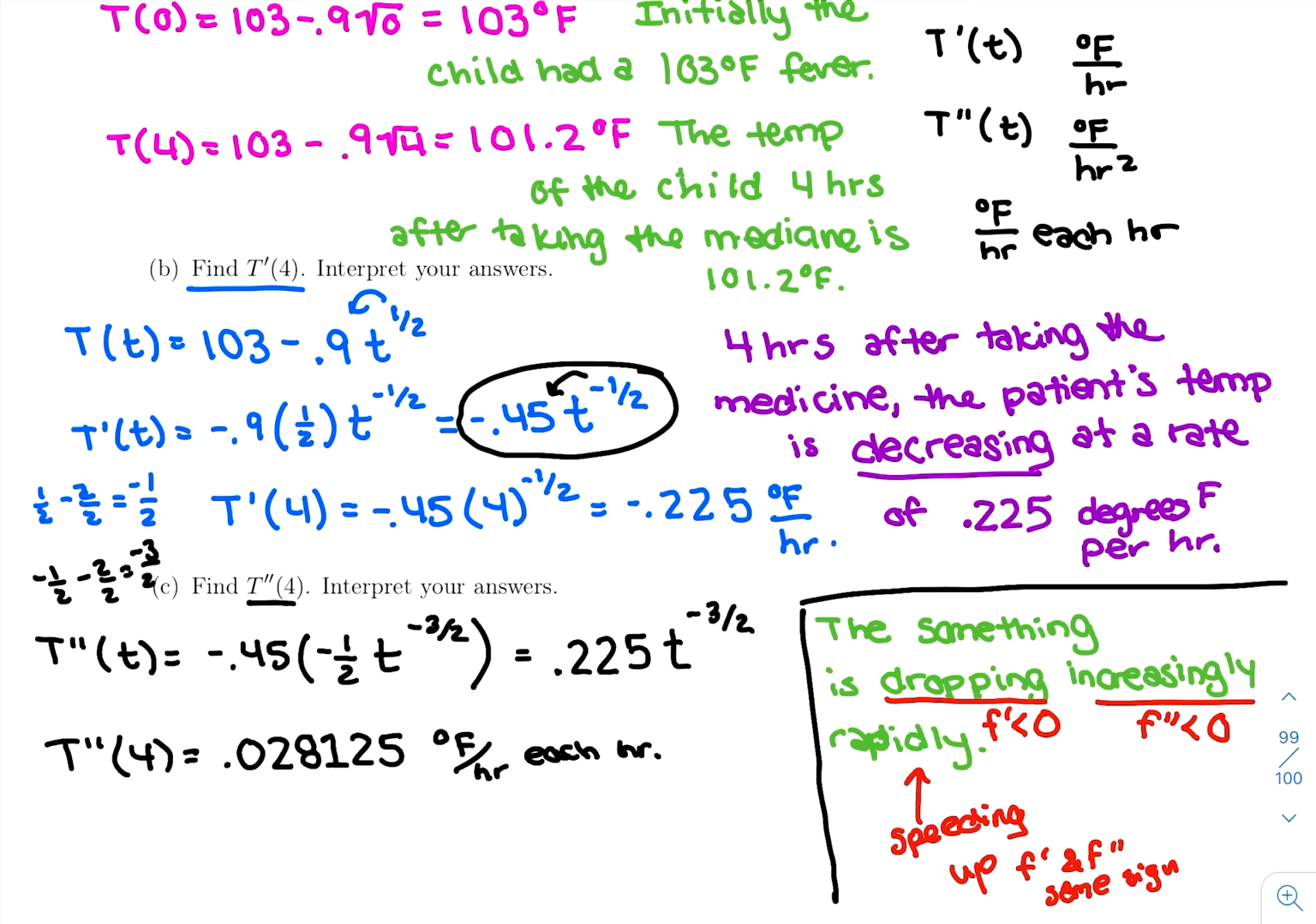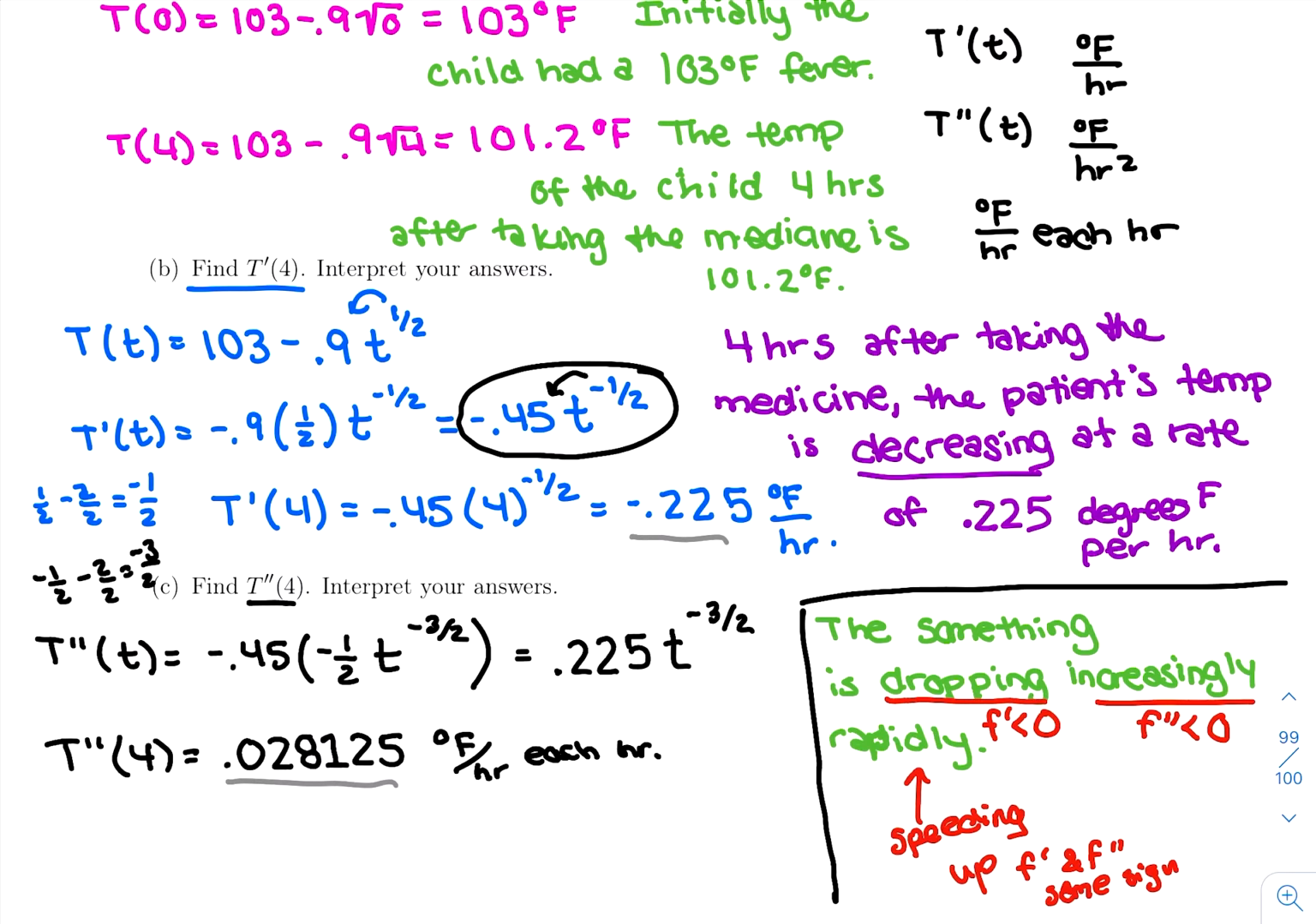So we have a negative first derivative and a positive second derivative. So is the patient's temperature speeding up or slowing down? What do you think is happening with this medicine? It's been 4 hours. So the temp is still decreasing because we have a negative first derivative here. So the medicine's still kind of working, but is it working faster and faster or slower and slower?